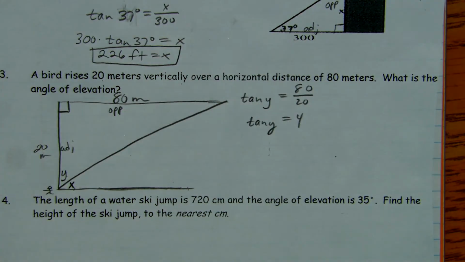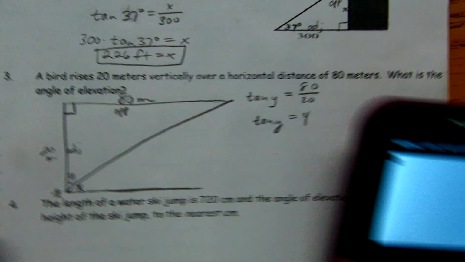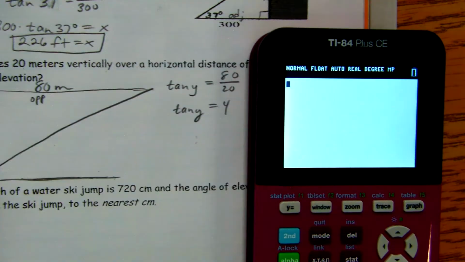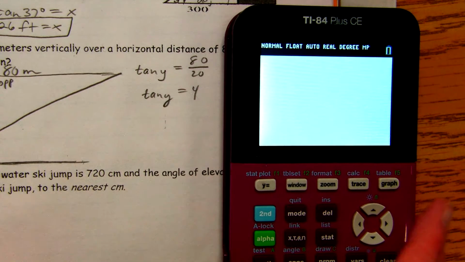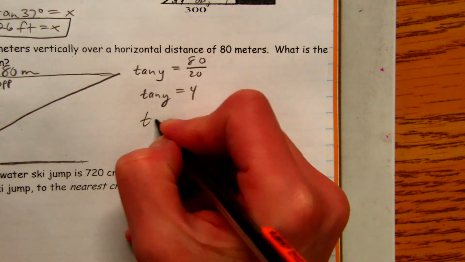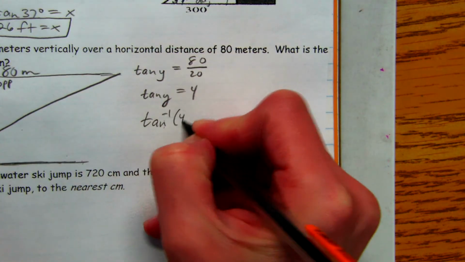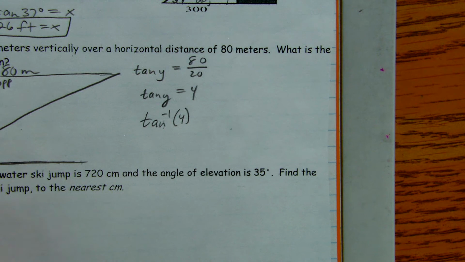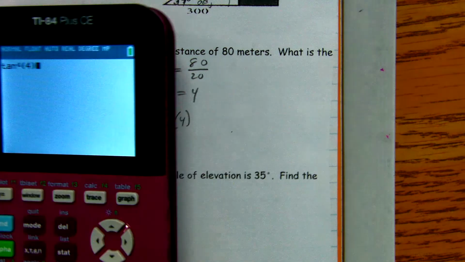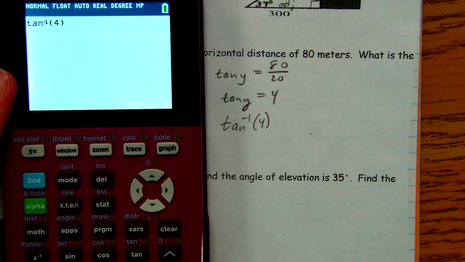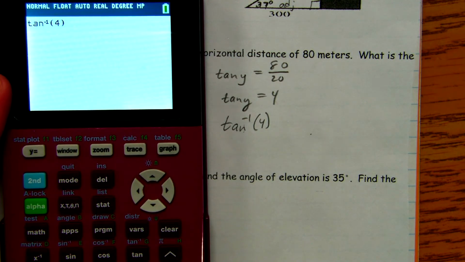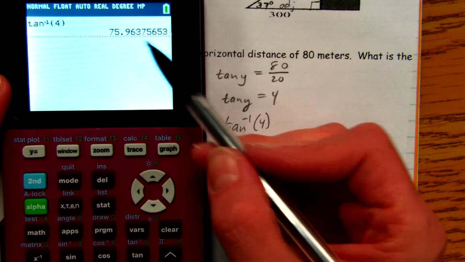And then how do we find the angle using our calculators? Do you remember? No. Second tangent. Good, second tangent. So what we're basically going to do is second tangent of 4. It's going to look like this. You have to use your second key before you hit the tangent key. And then it will tell us what that angle is.